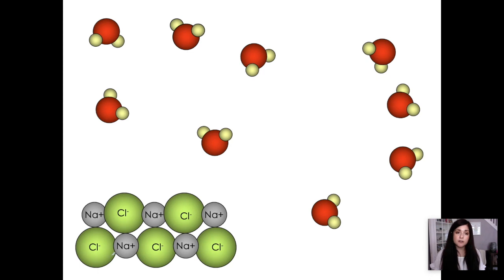So here is just a hunk of salt. You'll see you have your sodium ions and your chloride ions in a very nice orderly arrangement. So notice how this chloride ion is totally surrounded by sodium ions, and this sodium ion is totally surrounded by chloride ions. And then I introduce water to this crystal.